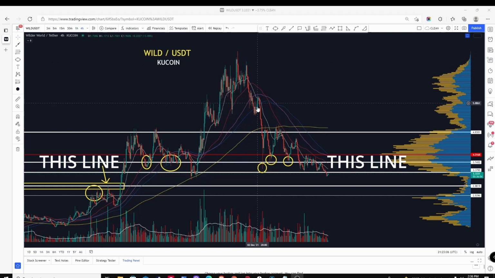Went all the way up here, and then down here again, wick just below it, wick right on it, wick right on it. This area over here obviously has been below and above it, but this is what I mean. We have to look at this whole area as a zone.